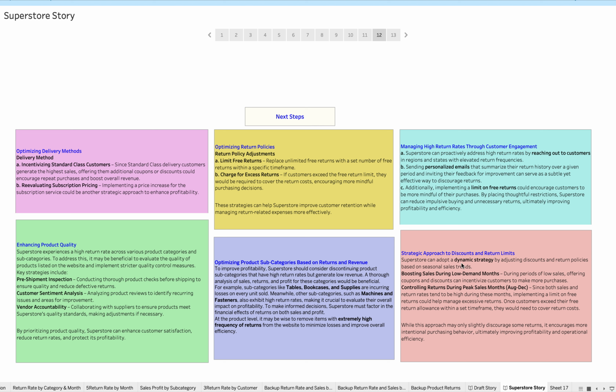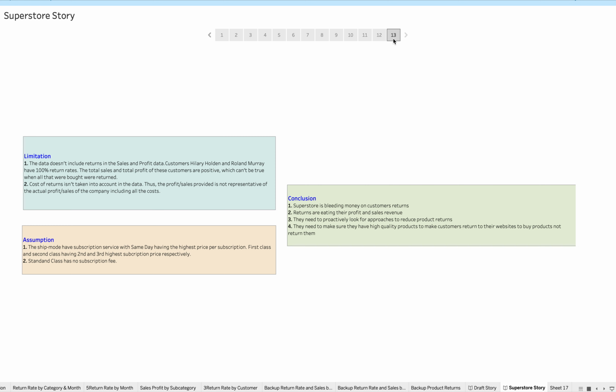And then the other approach is a mixed approach between discount and return rates. If the return rates are pretty high in certain months, they can limit the number of free returns. When demand is low, they can provide discounts or coupons to customers to boost sales. So in conclusion, this is the limitation, which I already said before. And then the assumption is that there is a fee for subscriptions, and some delivery methods do not have any subscription fee.